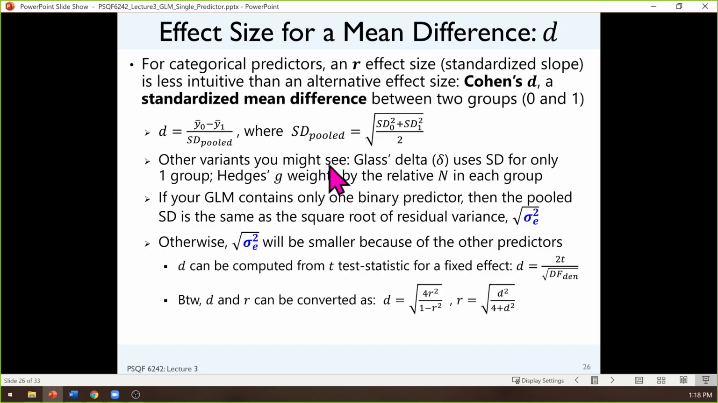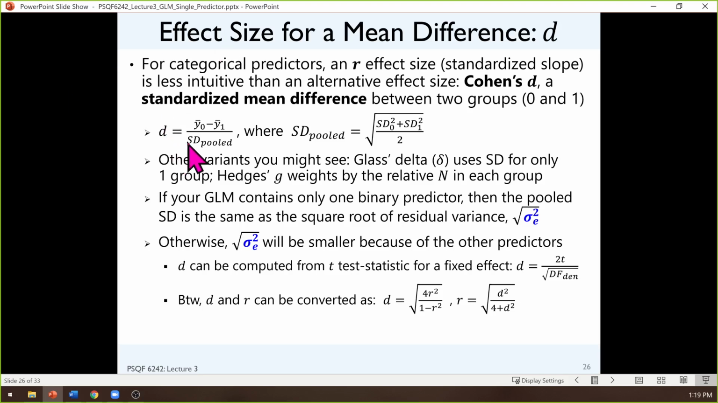And then for an effect size, because we're talking about groups and how their mean outcome variable differs between groups, it's less intuitive in this context to use R as an effect size for a standardized slope, and it can be more intuitive to use an effect size that reflects mean differences. So the classic example of this is what's known as a Cohen's D. D for difference. So Cohen's D tells you how many standard deviations apart the two groups are, where the two groups have to share a variance.